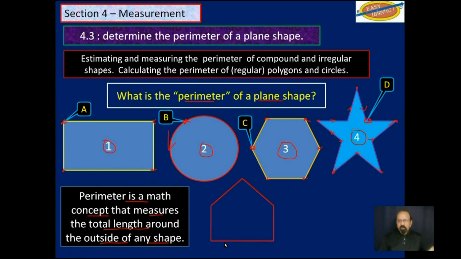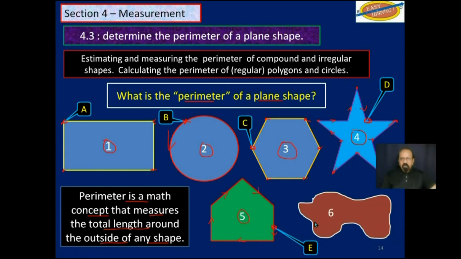If you take this shape here, begin at any point, let us say we begin here, go in any direction, either up or below, go all the way around, and come back to where you began, and you measure that distance. That is the perimeter, the distance around a shape.